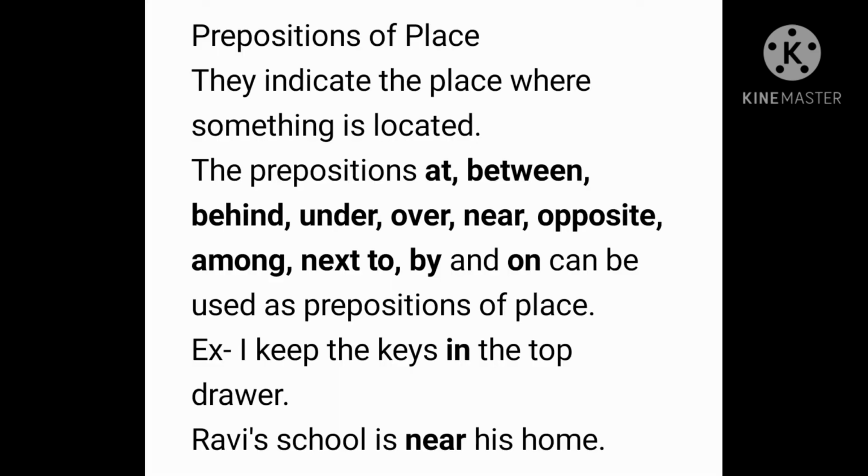The second kind of preposition is prepositions of place. Now, they indicate the place where something is located. The prepositions at, between, behind, under, over, near, opposite, among, next to, by, and on can be used as prepositions of place. Here, look at these examples.